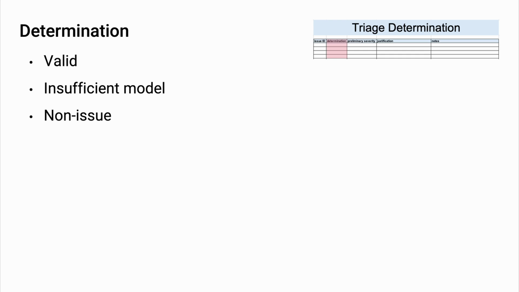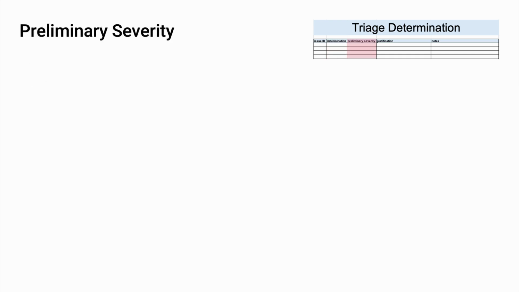Keep in mind that if the vast majority of threat candidates are being determined to be invalid, then there's a problem in the execution of the analysis, the triage process, and possibly the model creation activity. And so a cybersecurity SME should be very wary when a high number of either insufficient or non-issues show up during the triage process. For issues that have been determined to be valid, a preliminary severity may be assigned.